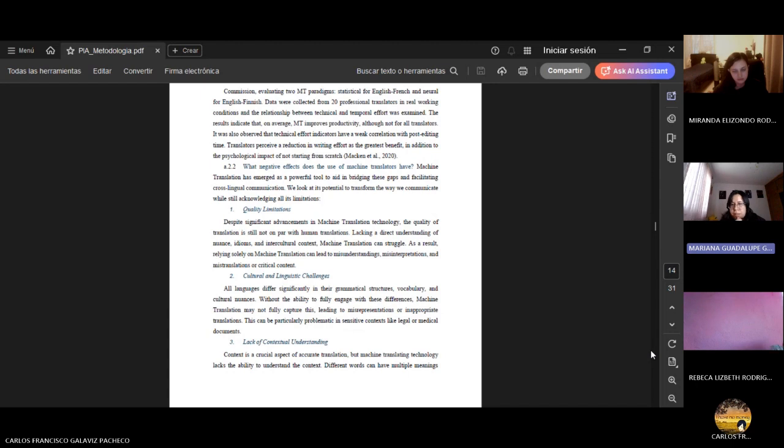The scalability is the ability to handle vast amounts of text across multiple languages without increasing time or cost, making it ideal for global communication needs. And the easy accessibility, that provides immediate language support to students through translation apps and online tools.